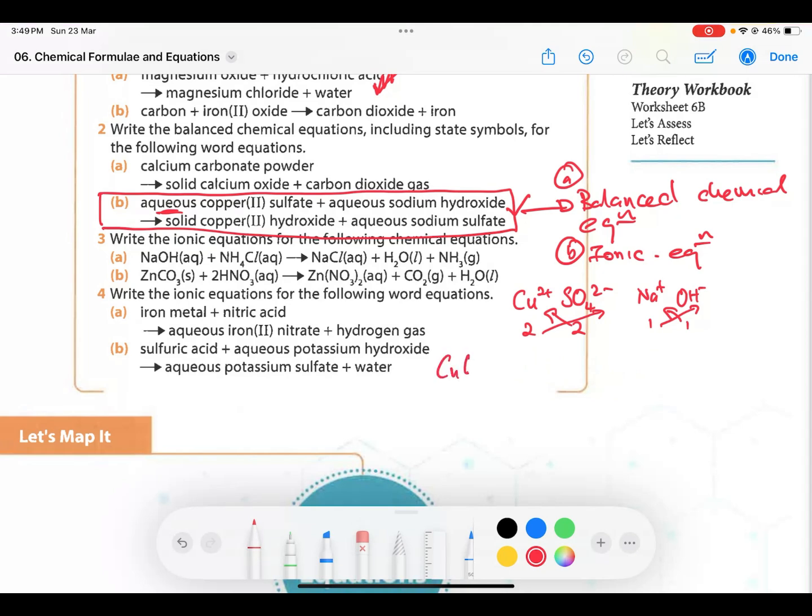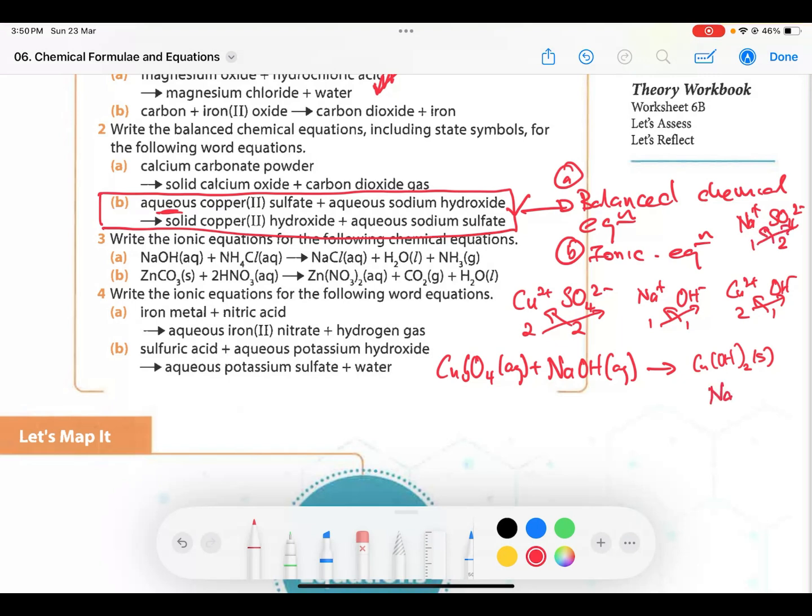So CuSO4 (aq) + NaOH (aq) gives me solid copper 2 hydroxide. Copper 2 hydroxide is Cu2+ and OH-, 2 and 1 crisscross, so I'm going to get Cu(OH)2, solid form, plus aqueous sodium sulfate. Sodium sulfate, Na+ and SO4 2-, so I got 2, 1 crisscross over here. I'm going to get Na2SO4. So this is my equation that I have.